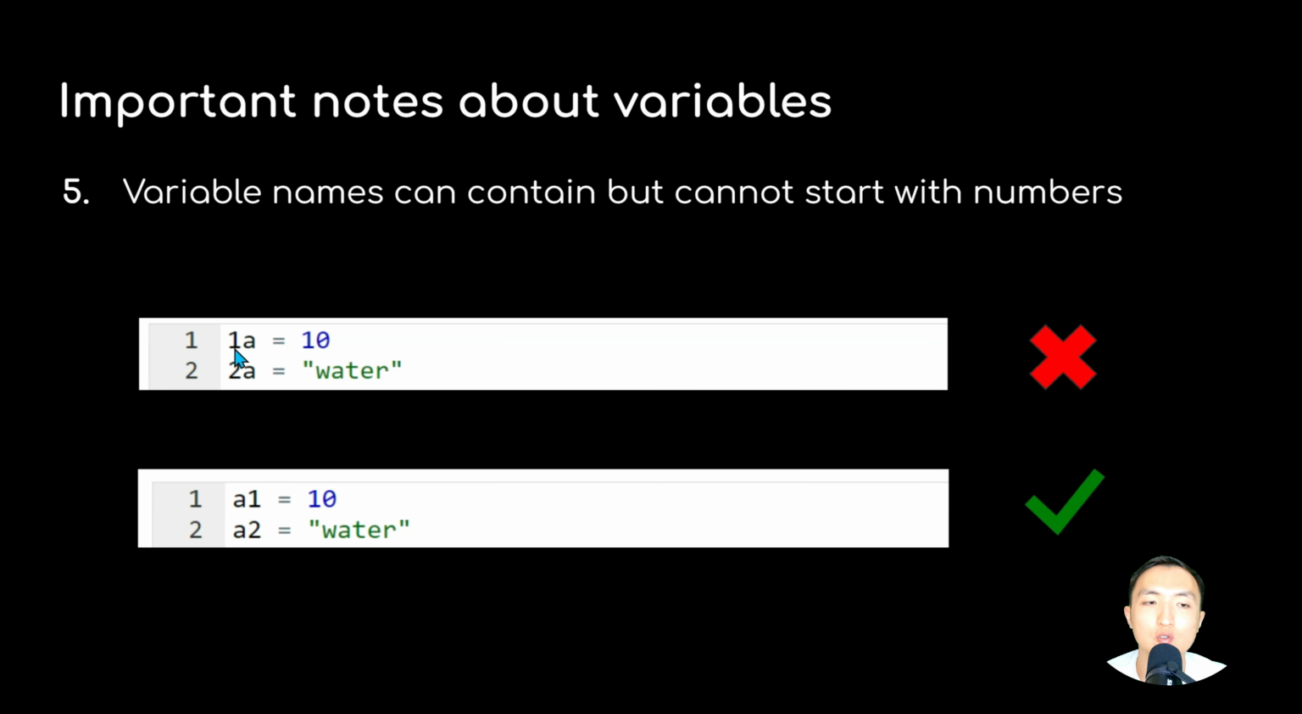In the upper one, we have two variables, 1a and 2a. These two variables are problematic because they start with numbers. Python will not accept them. In the lower example, we also have two variables, a1 and a2. Although they contain numbers, they don't start with them. They start with letters, so they're okay.